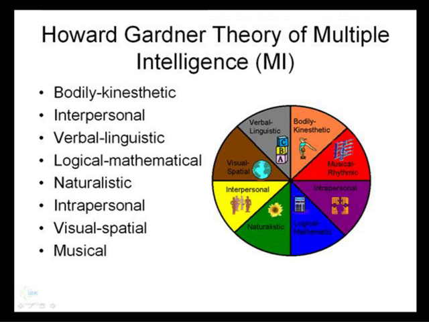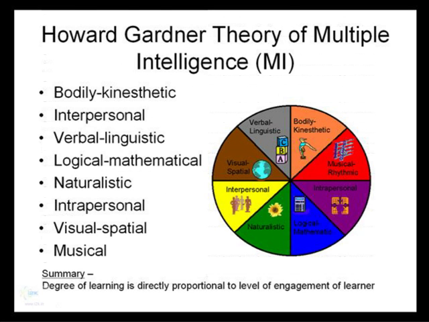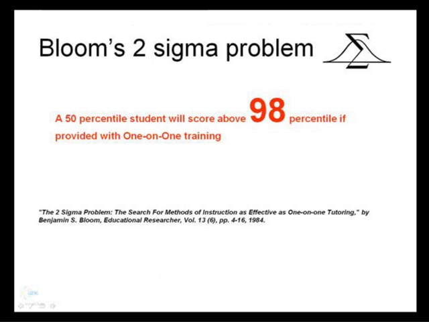Howard Gardner, in a series of famous experiments, concluded that every learner has a preferred style of learning which is based on an individual's dominant intelligence. The maximum impact is created when learning is customized, as per the dominant intelligence of the learner. This happens because such customized learning engages the learner better, or the degree of learning is directly proportional to the level of the engagement of the learner.